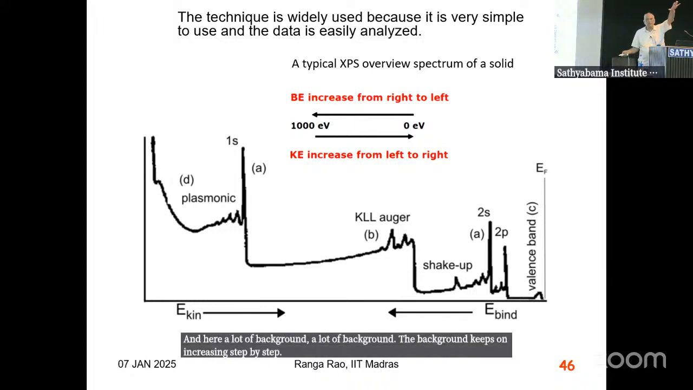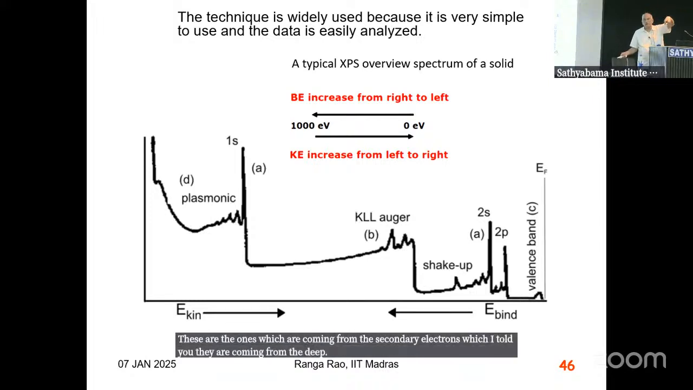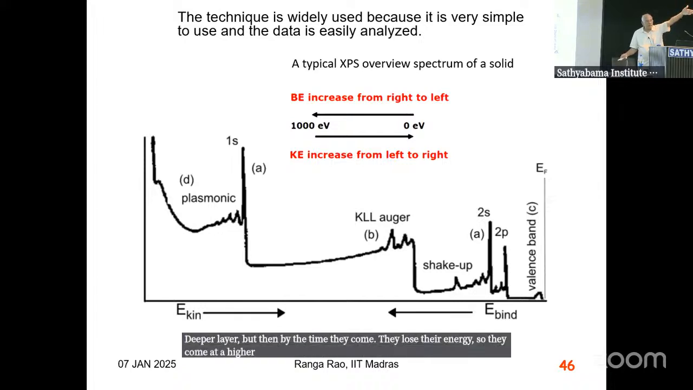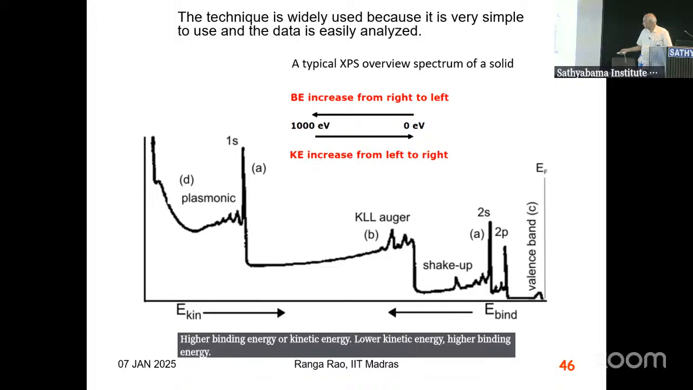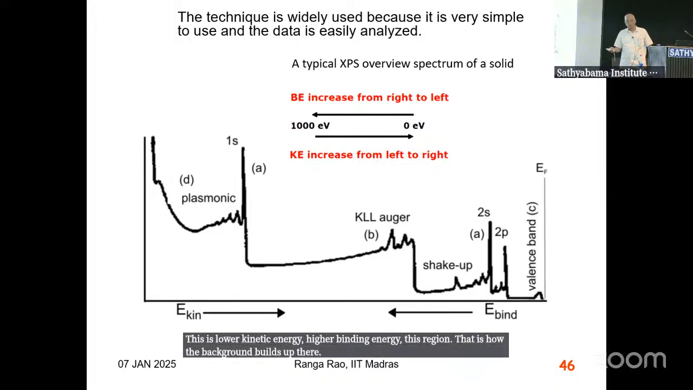These are the ones which are coming from the secondary electrons, which I told you are coming from the deeper layers. But by the time they come, they lose their energy, so they come at a lower kinetic energy, higher binding energy. This is lower kinetic energy, higher binding energy, this region. That is how the background builds up there.